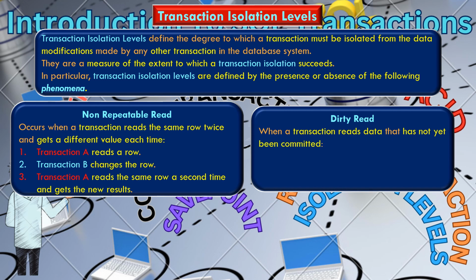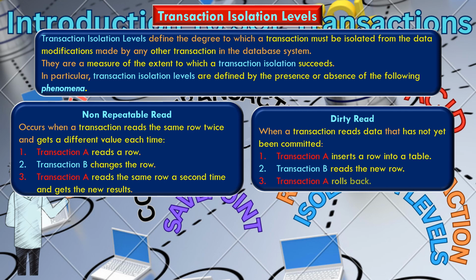A dirty read occurs when a transaction reads data that has not yet been committed. Here, transaction A inserts a row into a table. Transaction B reads the new row. Then transaction A does a rollback.